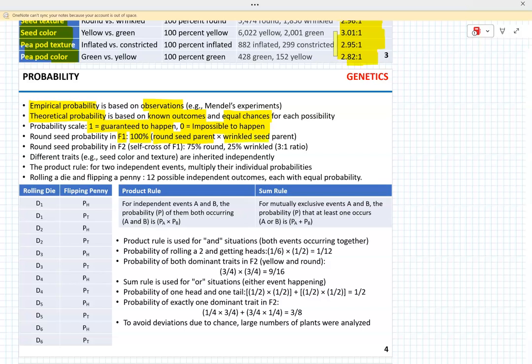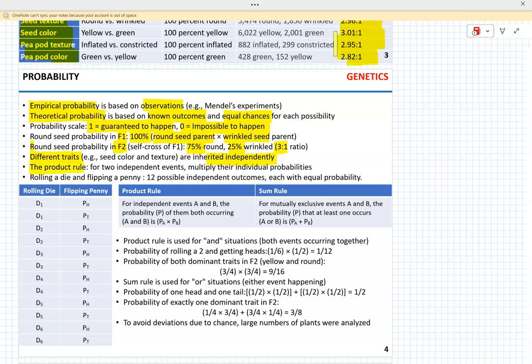However, round seed probability in F2 is different. There's a 75% probability of the plant having round seeds and a 25% probability of the plant having wrinkled seeds, i.e. a 3-to-1 ratio. Mendel also demonstrated that different traits are inherited independently. Now, knowing this, we can later identify the probability of having a certain combination of traits in the F2 plants. But first, let's talk about the sum and the product rule in probability.